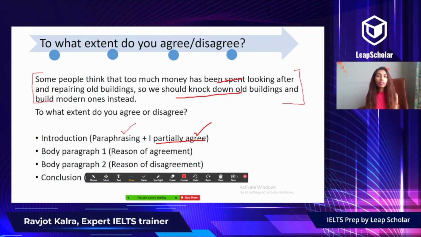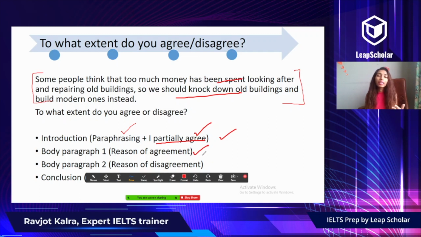So just take a few seconds to think whether this question is an opinion essay or not an opinion essay. Just think about it. So this question is an opinion essay. We have to write our opinion right after paraphrasing. Then once we are done with the introduction, we will then mention the reasons of agreement. So why do I agree?